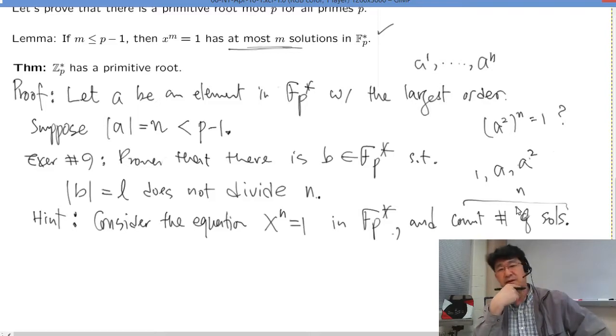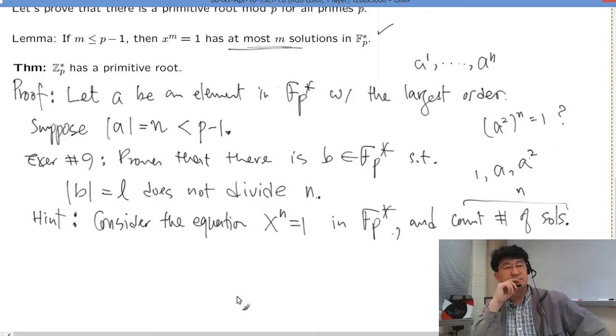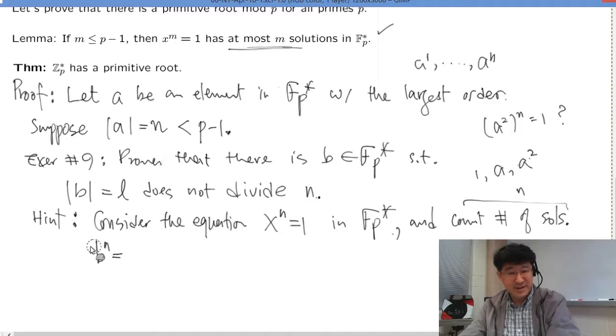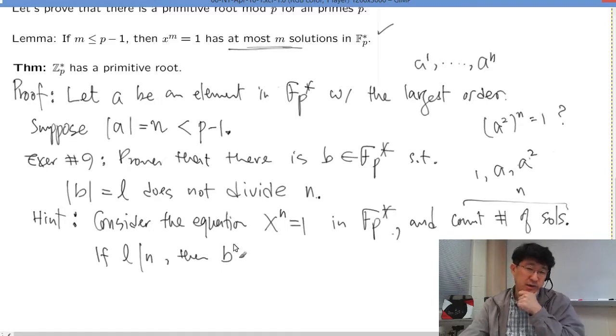What about that b? If b has order L, and if L divides n, let me give you this much. What is b to the n? Not 1. Let me see. If L divides n, then b to the n is 1. Isn't that right?